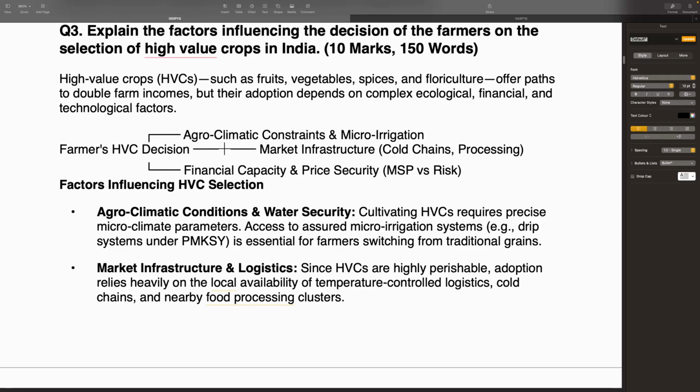Factors influencing HVC selection: agroclimatic conditions and water security. Cultivating HVCs requires precise microclimate parameters and access to assured micro irrigation systems. Example, drip system under PMKSY, that is a scheme, is essential for farmers switching from traditional grains. Market infrastructure and logistics: since HVCs are highly perishable, adoption relies heavily on the local availability of temperature controlled logistics, cold chains, and nearby food processing clusters.